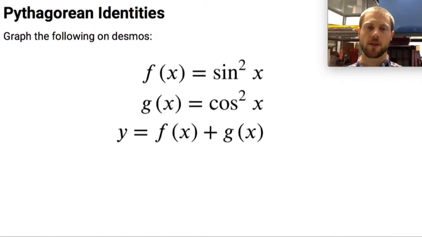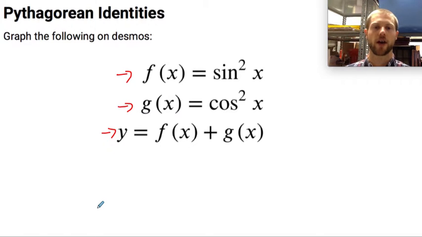Pythagorean identities. This is going to be something kind of new. We call it Pythagorean because it's going to involve the Pythagorean theorem. And what I'd like you to do is pause the video and graph all 3 of these equations. f of x equals sine squared of x, g of x equals cosine squared of x, and y equals f of x plus g of x. So you're actually going to be adding a third equation where you're adding those 2 previous ones together. So pause the video, do this on Desmos, and see what you can observe.